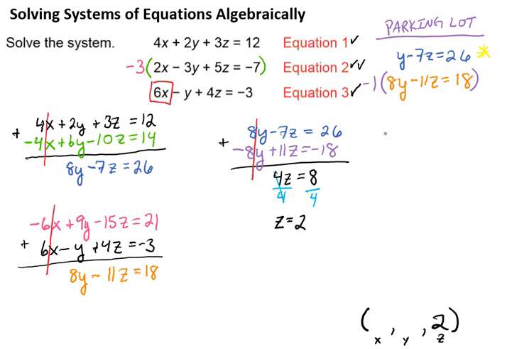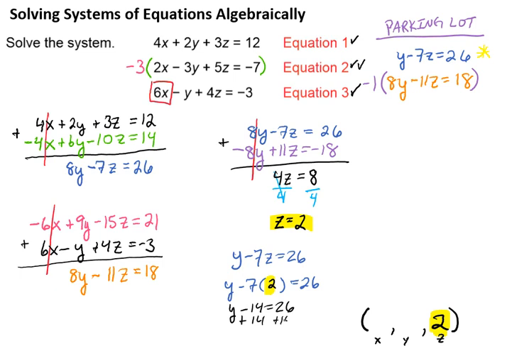So I'm going to take that top equation, y minus 7z equals 26, and I'm going to replace the z with the number we just got. Like we just got the 2, right? So we got z equals 2. So we're going to plug that 2 into that spot. So now that's going to give us y minus 14 equals 26. Then we're going to add 14 to both sides. And that's going to give us that y is 40. And so now we have what y is. We can put that into our y's spot. So y is 40.